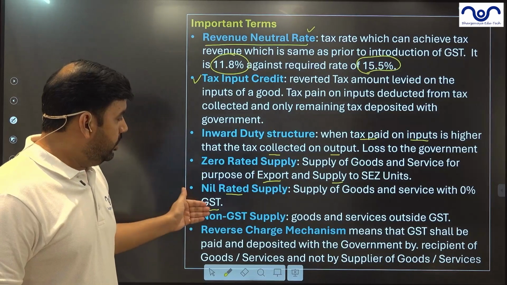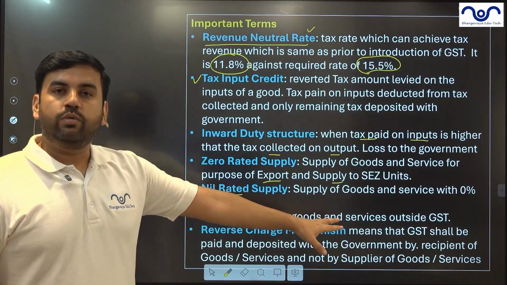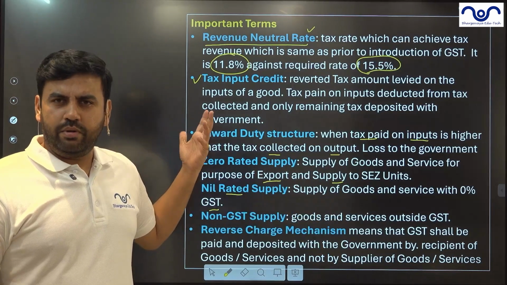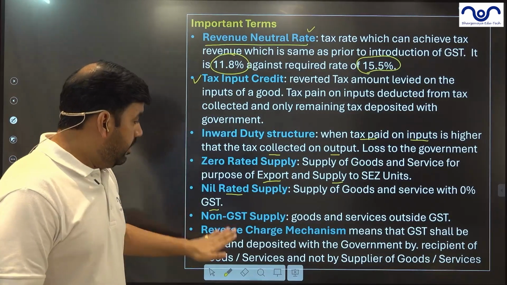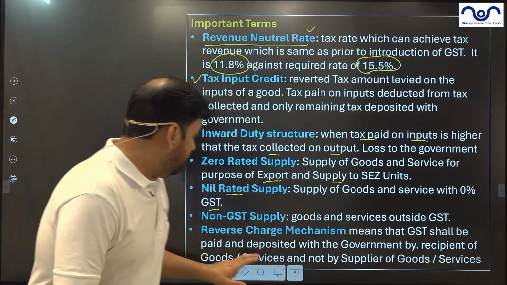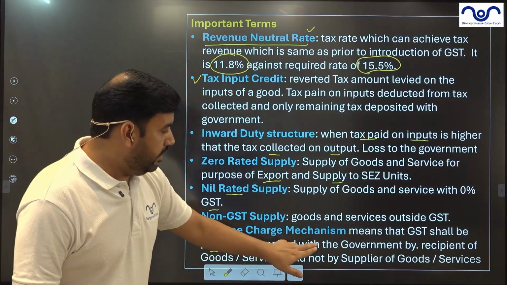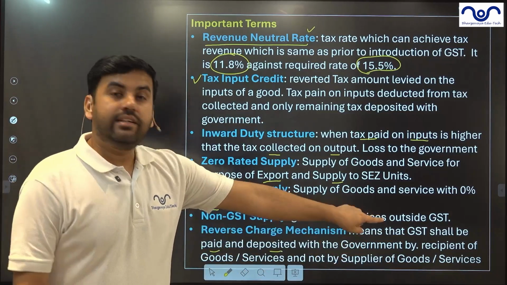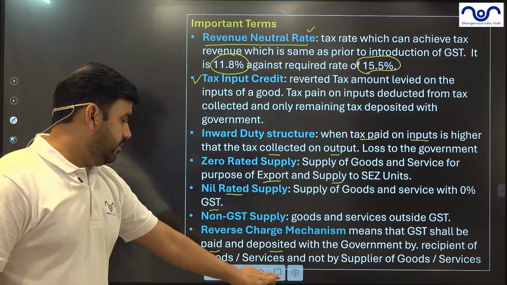Then comes non-GST supply, goods which are outside GST, like we have seen petroleum products, alcohol and others. Reverse charge mechanism. Reverse charge mechanism is when GST shall be paid and deposited with the government by the recipient. Let's understand this. It's very interesting.